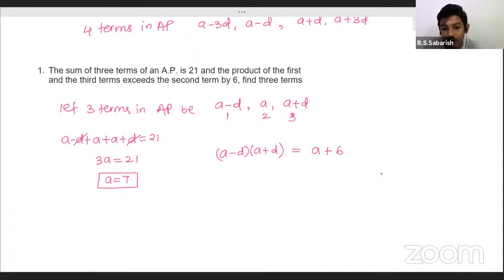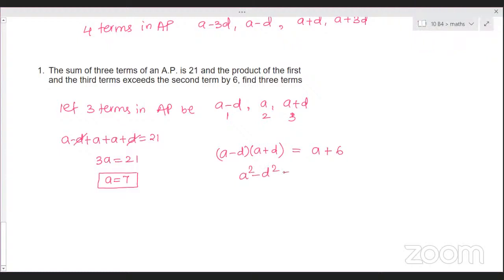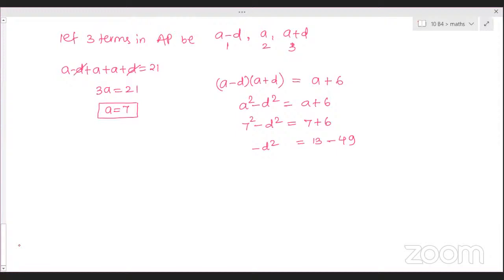A square minus D square is equal to A plus 6. Substitute the value of A. 7 square minus D square is equal to 7 plus 6. 7 square is 49. So 49 minus D square is equal to 13. Minus D square is equal to minus 36. D square is equal to 36. So the value of D will be 6.